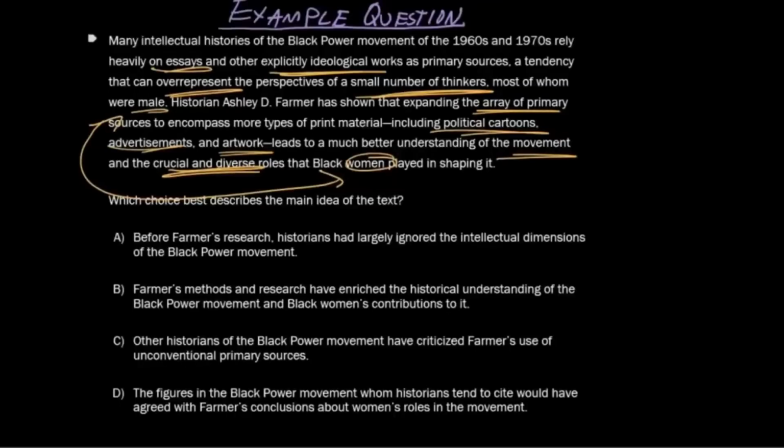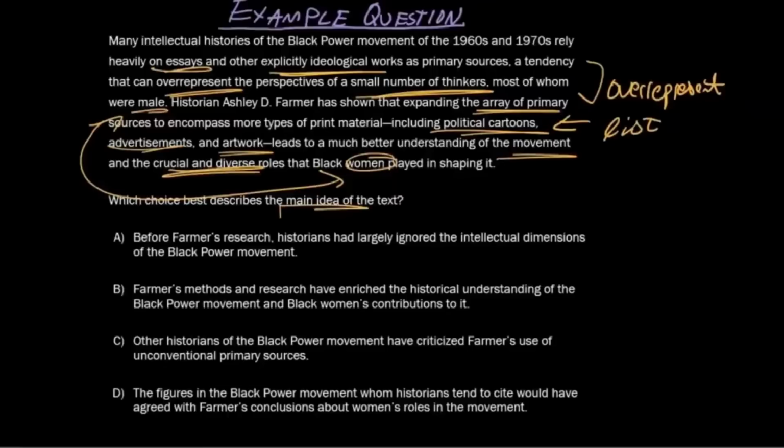Okay, let's see if we go back through here. We've got overrepresenting, and so on. All right, let's just categorize this. Let's write a note here: overrepresent. Okay, expanding the array. We've got a list here. This is like a transition word. Okay, and let's take a look at the answers here.